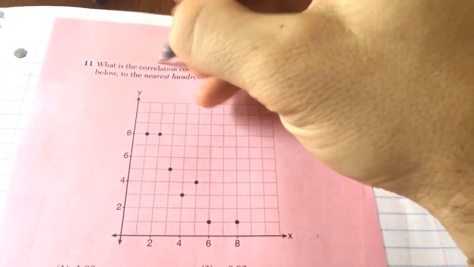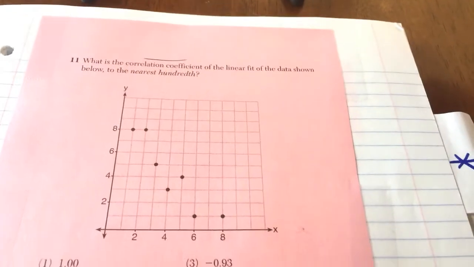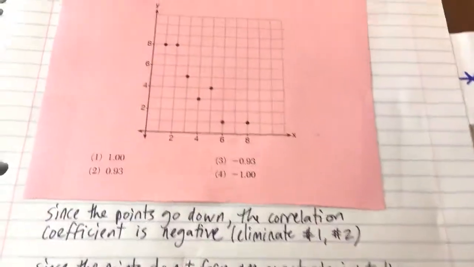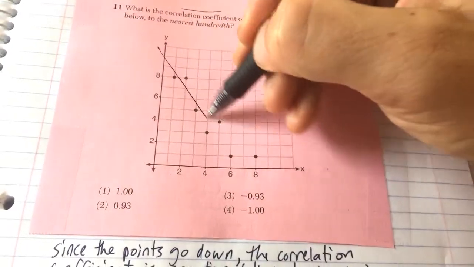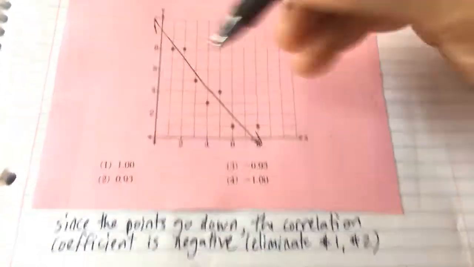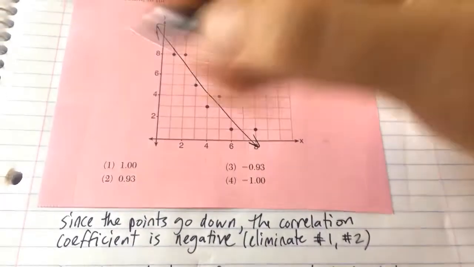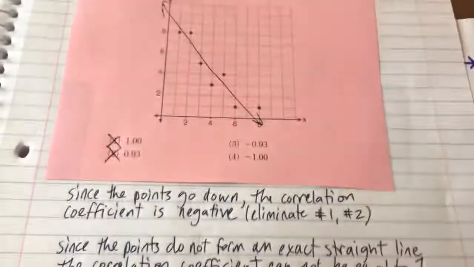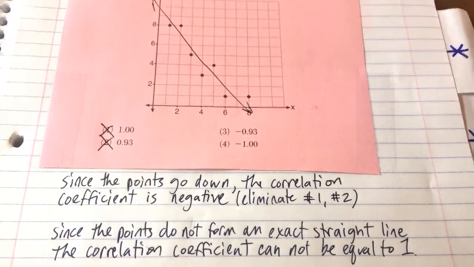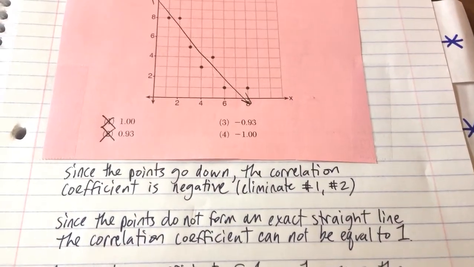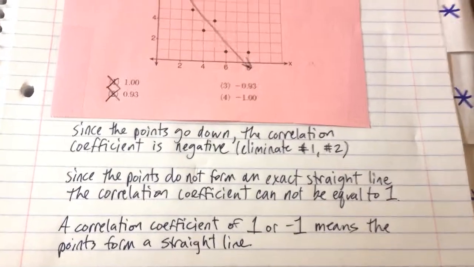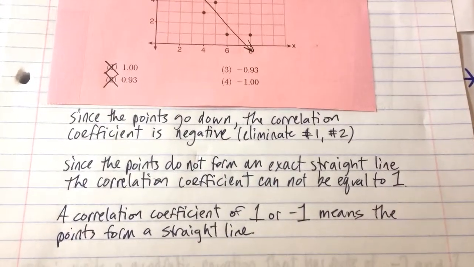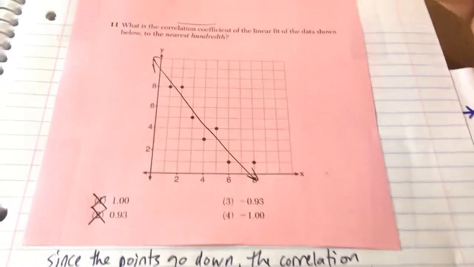What is the correlation coefficient of the linear fit of the data shown below to the nearest hundredth? Remember, since the points go down, the correlation coefficient is negative. If I were to put a line of best fit through here, it's going down from left to right, so I can eliminate choices 1 and 2 because they're positive. Since the points do not form an exact straight line, the correlation coefficient cannot be equal to 1. A correlation coefficient of 1 or negative 1 means the points form basically a perfectly straight line.